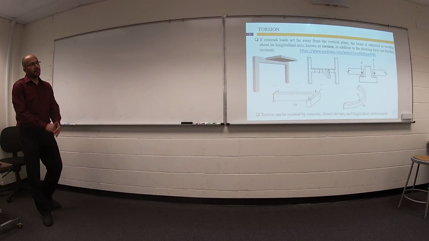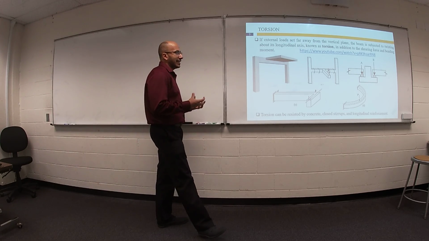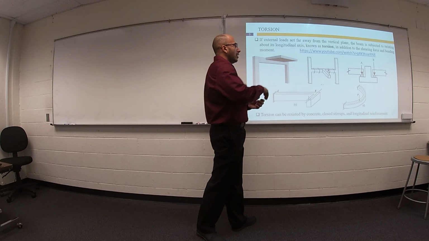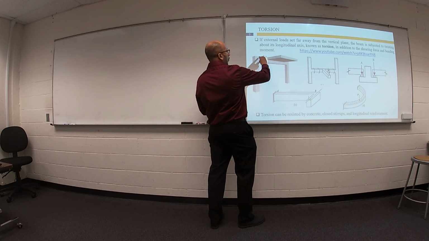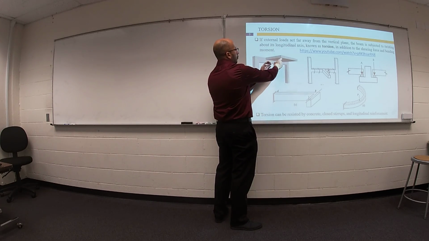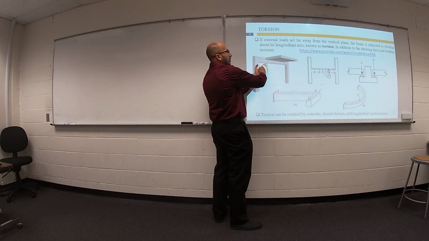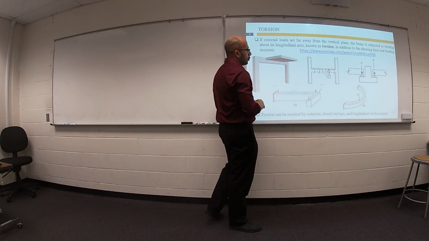We also started to understand the meaning of torsion. Torsion is twisting of your member. So your beam: we have a slab supported by your beam. This slab would like to rotate, to twist your beam.